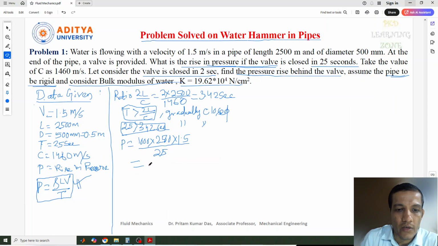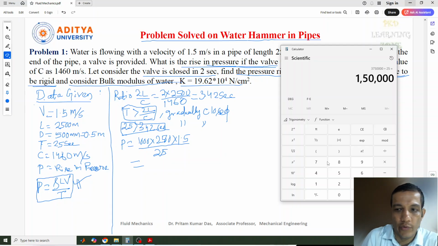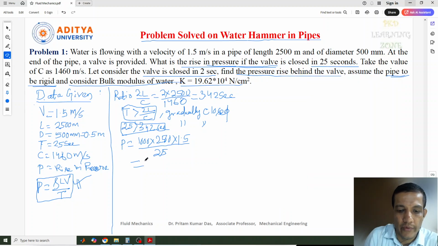Now if you calculate this, let's see, 1000 into 2500 into 1.5, whole total divided by 25 seconds. So this is 1,50,000 Newton per meter square. This one we can write here. This is the pressure value here.